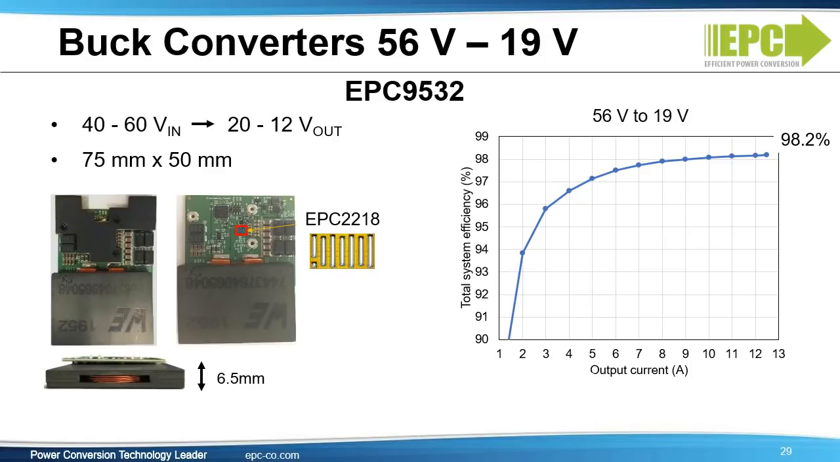The part number is EPC9532. It is a synchronous buck regulator that converts an input voltage of between 40 and 60 volts to an output voltage that can vary from 12 volts to 20 volts. It delivers 250 watts, and the efficiency for a 56 volt to 19 volt conversion is 98.2%, with the temperature rise below 40 degrees Celsius.